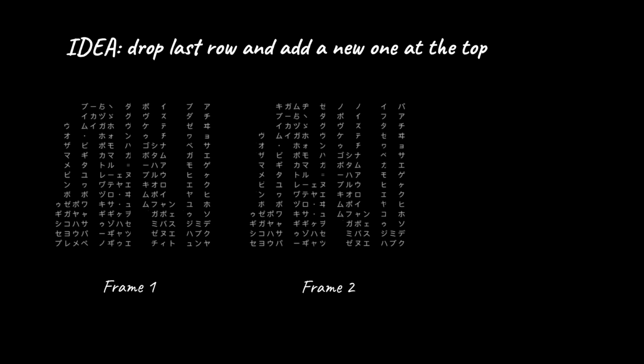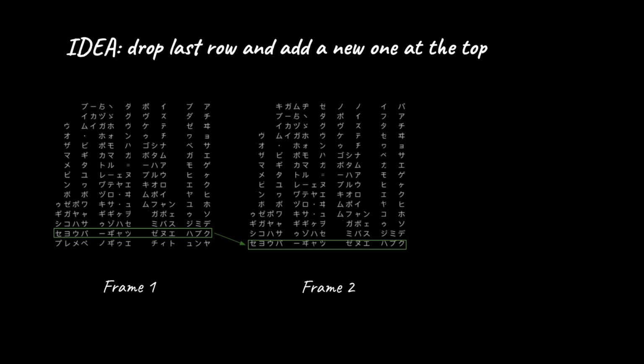At each frame, we're gonna add and drop a new row. Let's see how we can do this. Let's take for example frame number 1. Right after it, we're gonna display frame number 2. But this one is gonna be a little bit different compared to frame number 1. As you can see, the last row is not the same. The last row in frame number 2 is exactly the row preceding the last row in frame number 1.